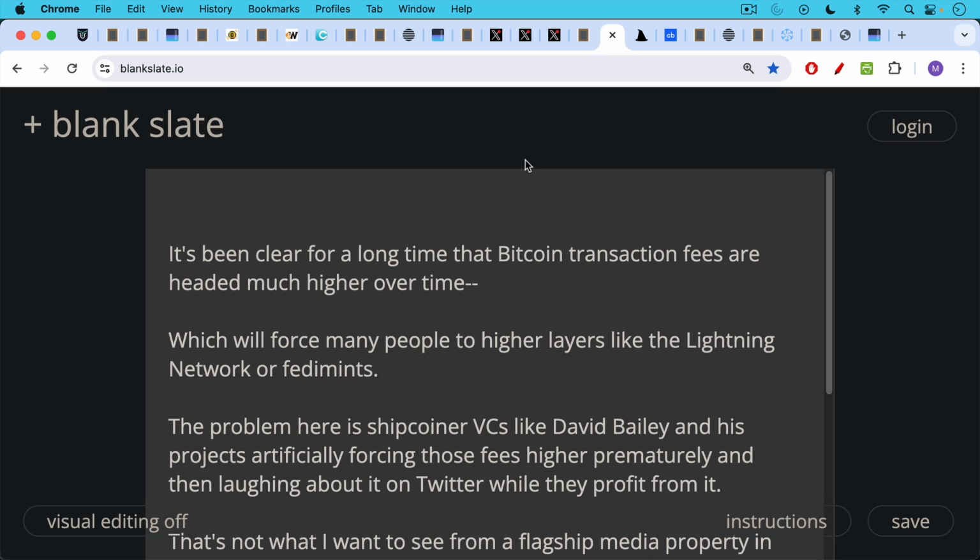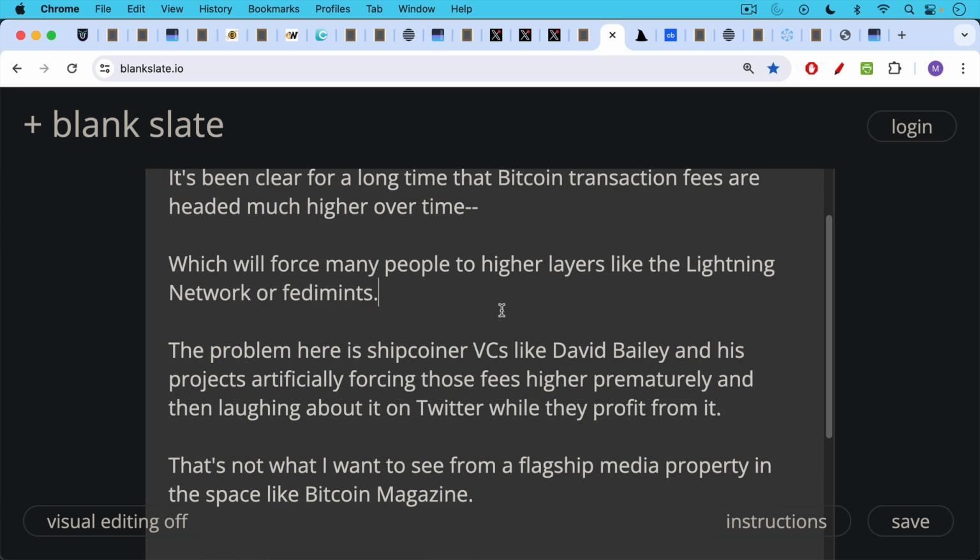This is going to force many people to hire layers like the Lightning Network or Fedimints or other custodial solutions, or other layer two or layer three solutions that people come up with. The problem that we're seeing today is that shitcoiner VCs like David Bailey of Bitcoin Magazine and the Bitcoin Conference and his projects and his friends' projects are artificially forcing these transaction fees higher prematurely and then laughing about it on Twitter while they profit from it.